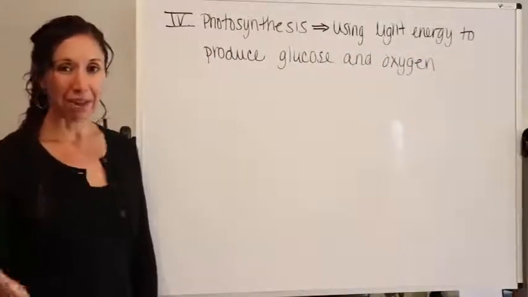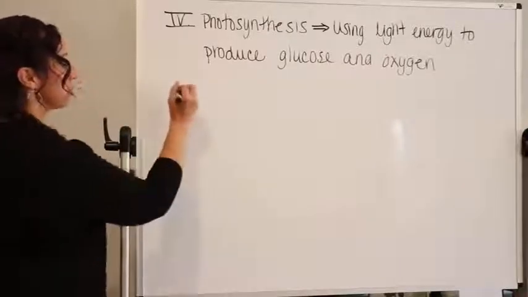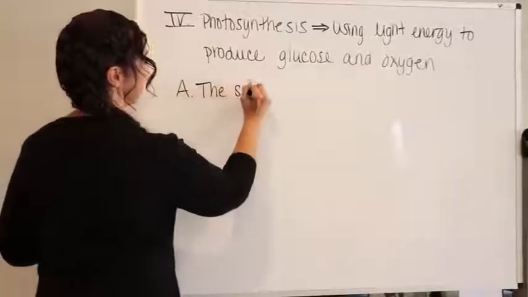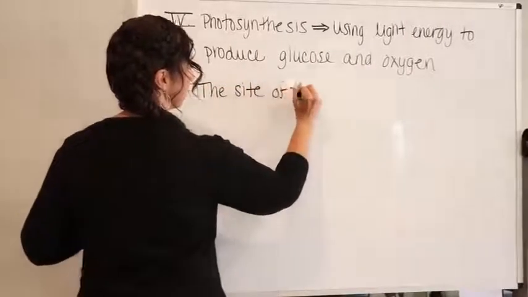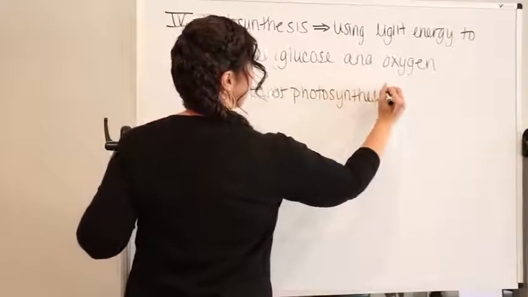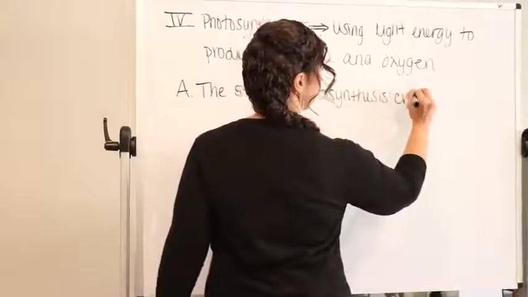And so before we get into the reactions and stuff like that, let's go into the plant for a little bit. So this will be Roman numeral A, the site of photosynthesis. And in our case, well, in a plant's case, it's the chloroplast.